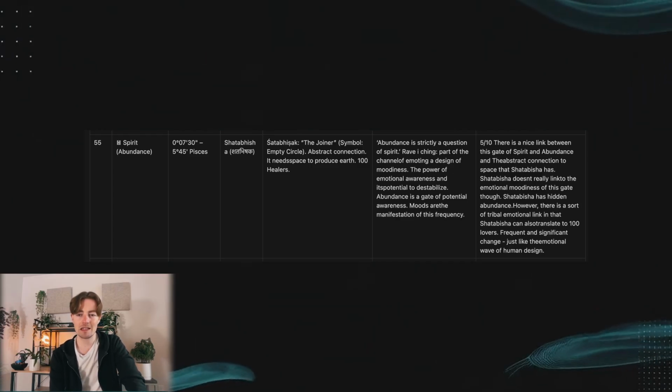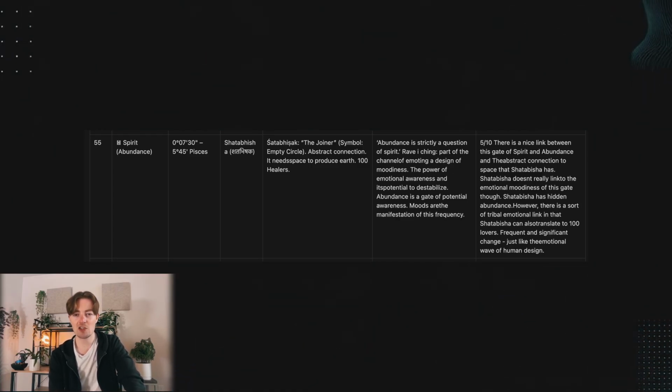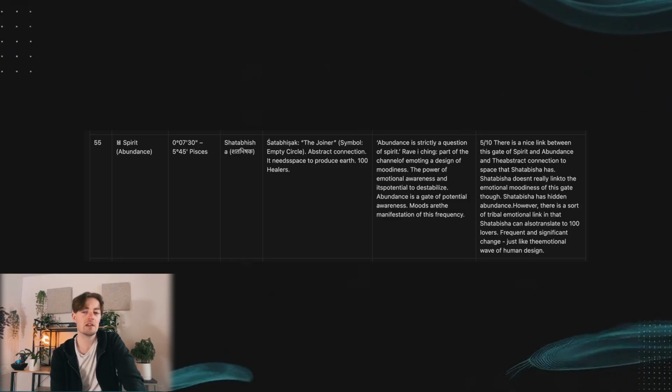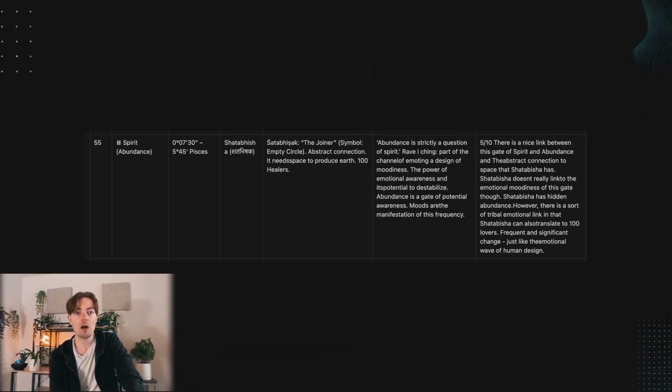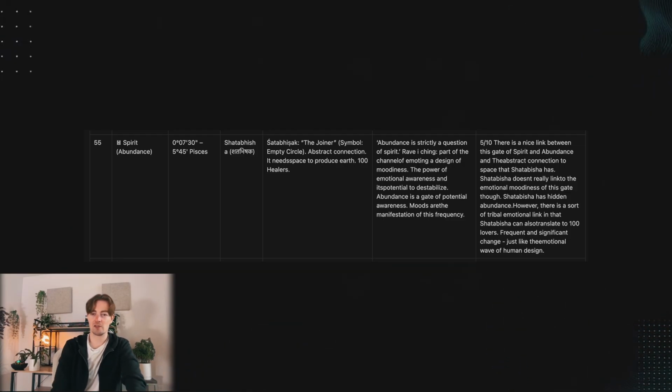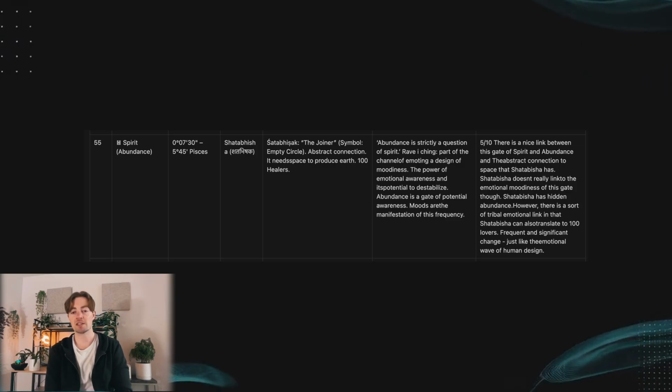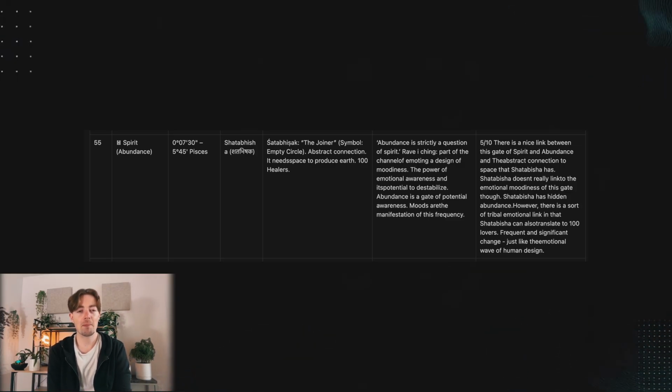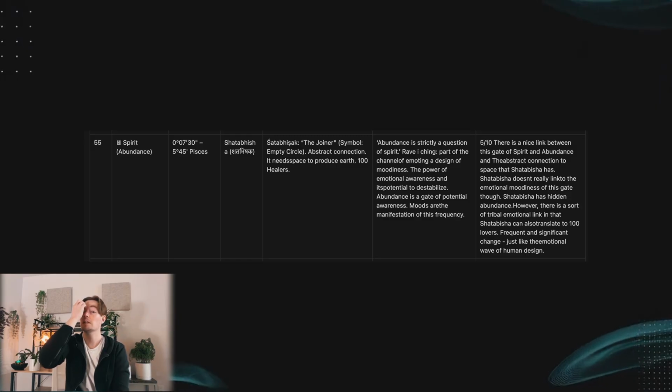Abundance is a gate of potential awareness. Moods are the manifestation of this frequency. So this gate of spirit seems to be more associated with that emotional spirit, a power of emotional awareness and its potential to destabilize. It's part of the design of moodiness. So the unstable moodiness, the spirit of emotions. So there's a nice link here between the gate of spirit and the abstract connection to space that Shatabhishak has. Shatabhishak doesn't really link to the emotional moodiness of this gate, though.